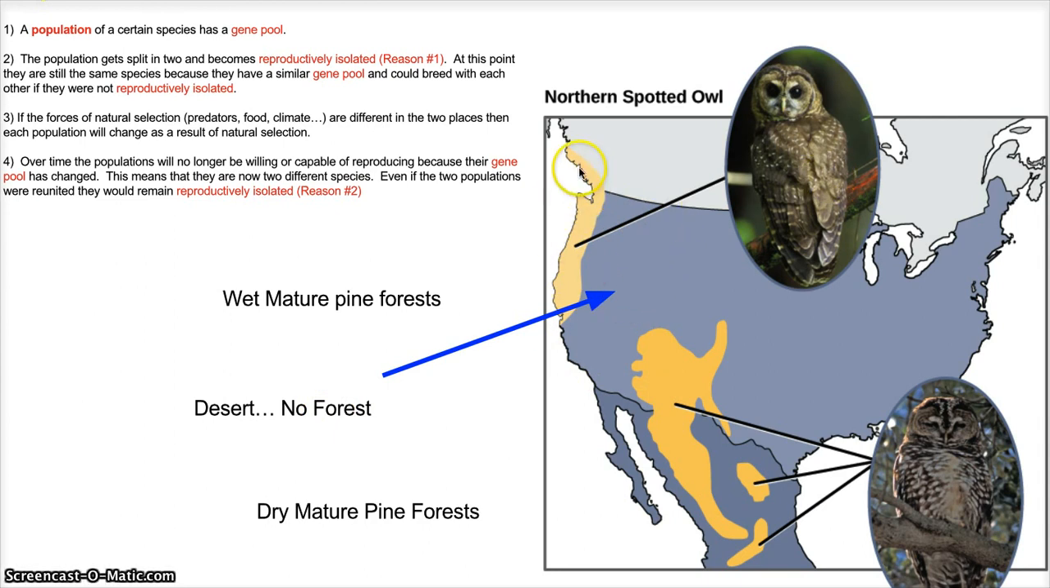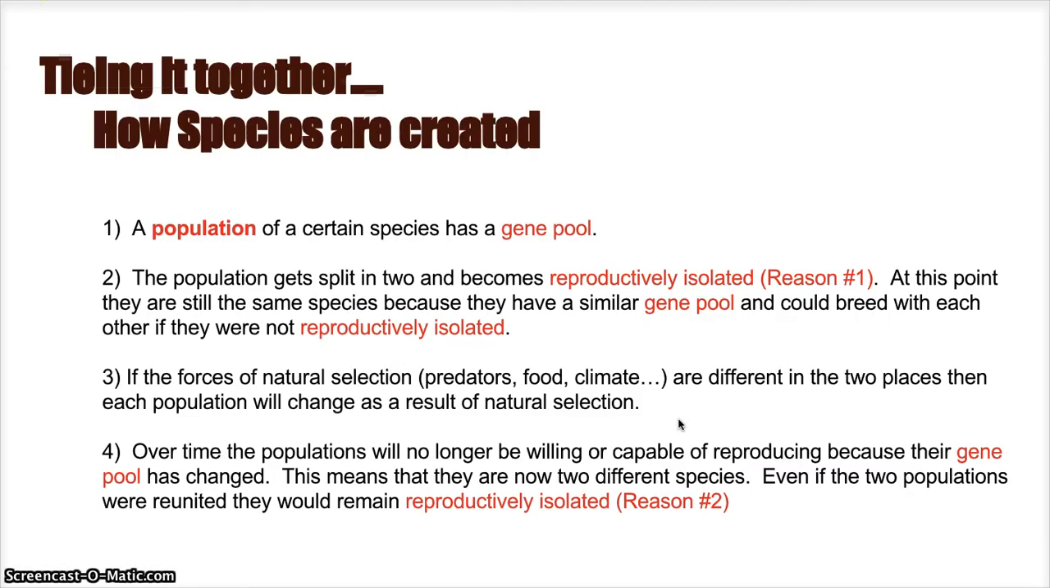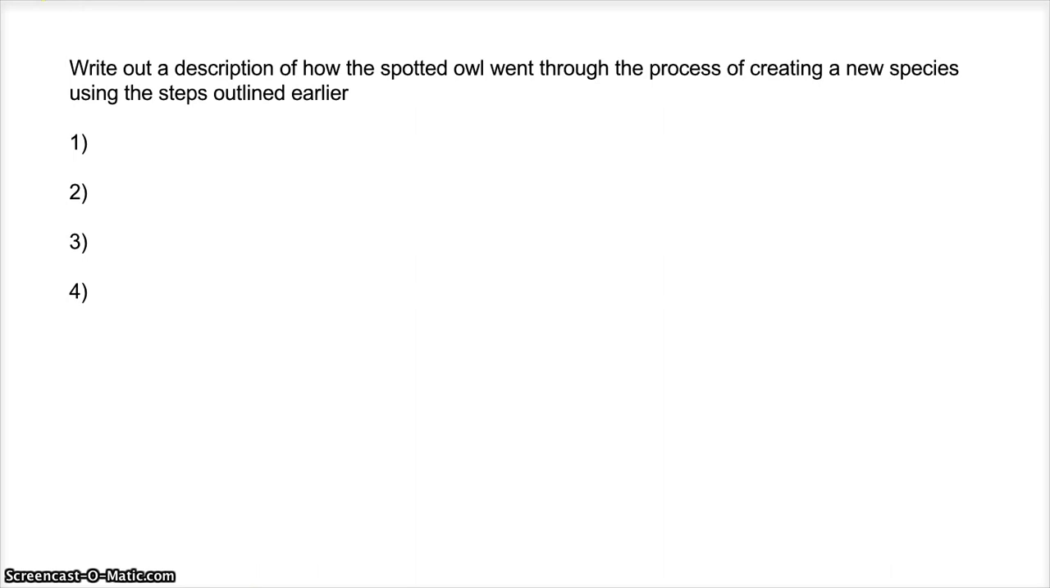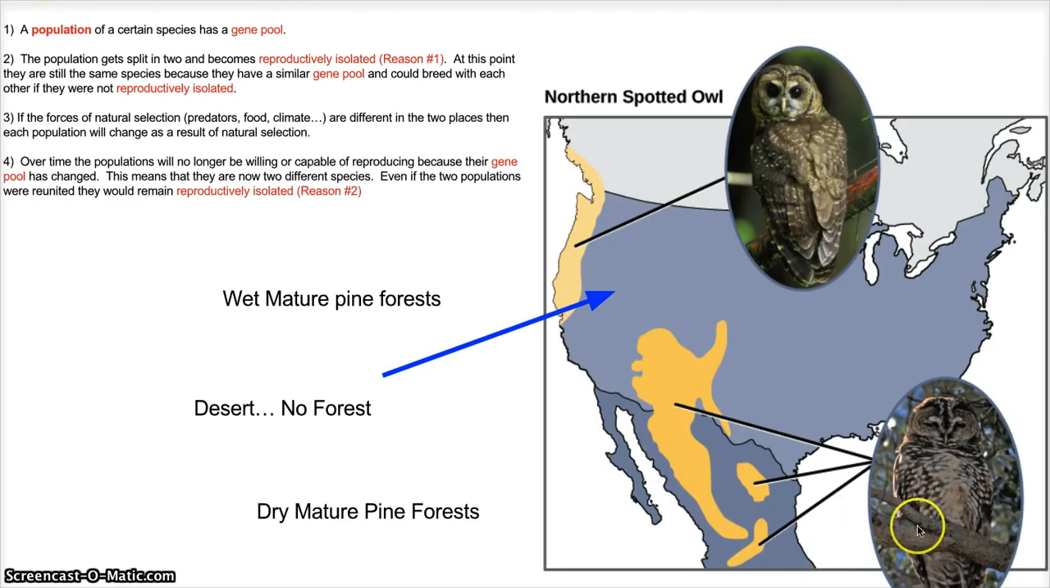Well, the end result is that we have a population now of northern spotted owls that live in wet, mature pine forests, and we have a population of southern spotted owls that live in dry, mature pine forests. So the population had a gene pool. They were all mixed together. The population became reproductively isolated because they won't cross this desert and they can't breed in there because there's no forests.